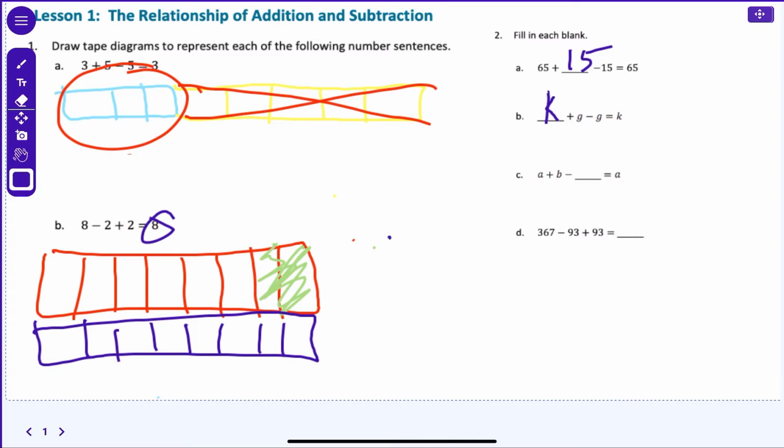A plus B minus a number is equal to A. Well, if I have A plus B, what do I have to subtract to get A? B. And if I have 367, I subtract 93, then I add 93 right back, I have 367. And that is it for that one.